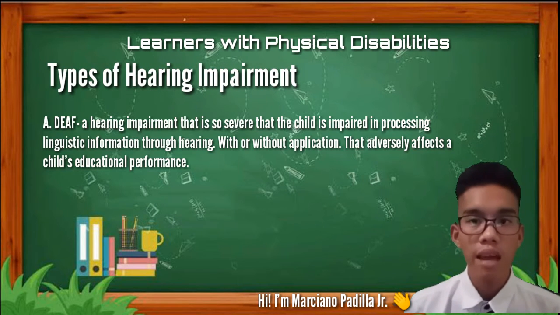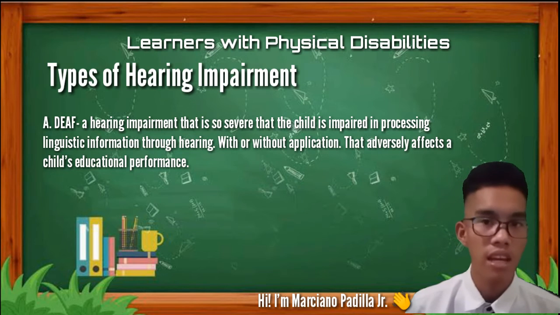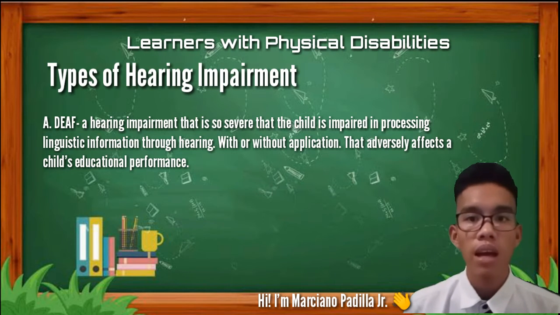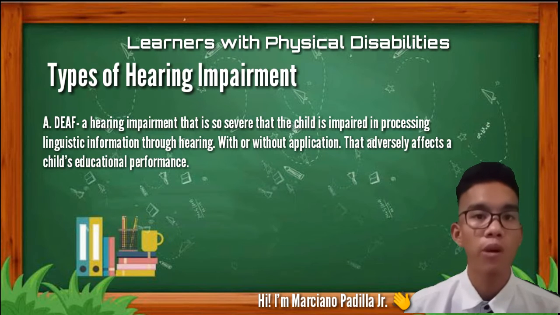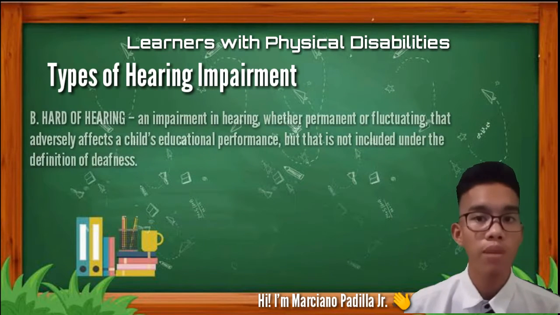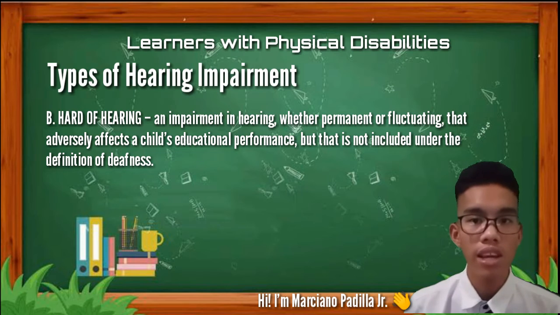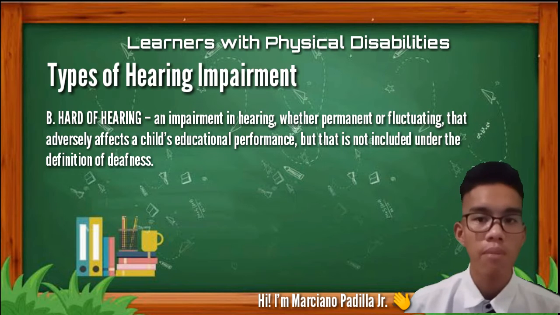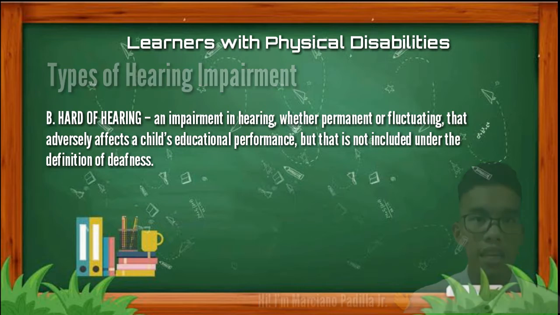A. Deaf. That's a hearing impairment that is so severe that the child is impaired in processing linguistic information through hearing, with or without amplification, that adversely affects a child's educational performance. Letter B. Hard of hearing, an impairment in hearing, whether permanent or fluctuating, that adversely affects a child's educational performance but that is not included under the definition of deafness.